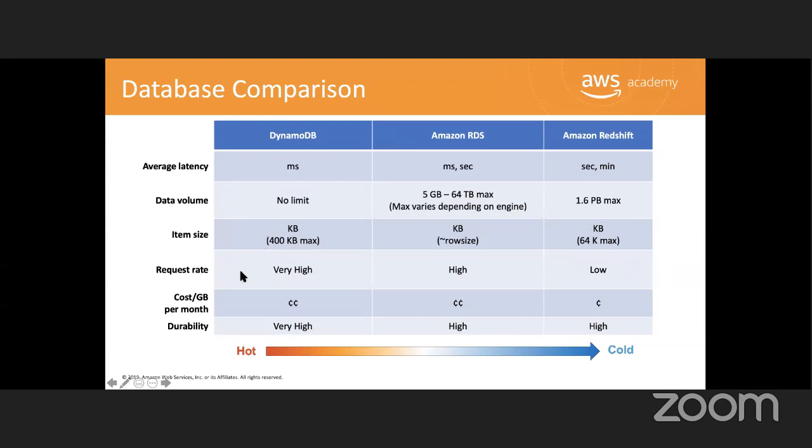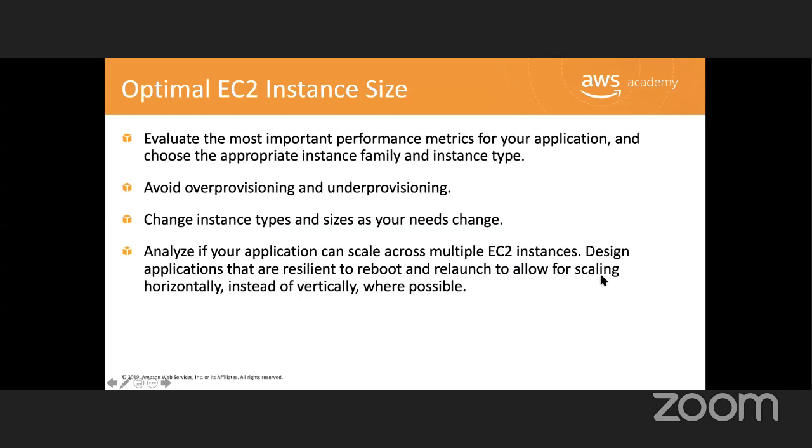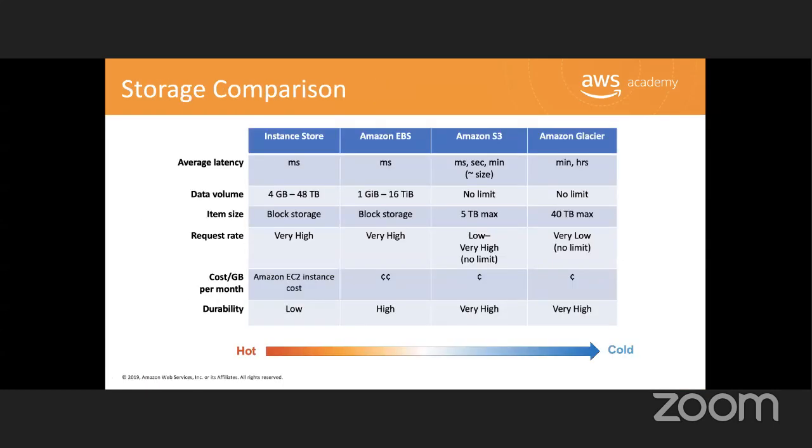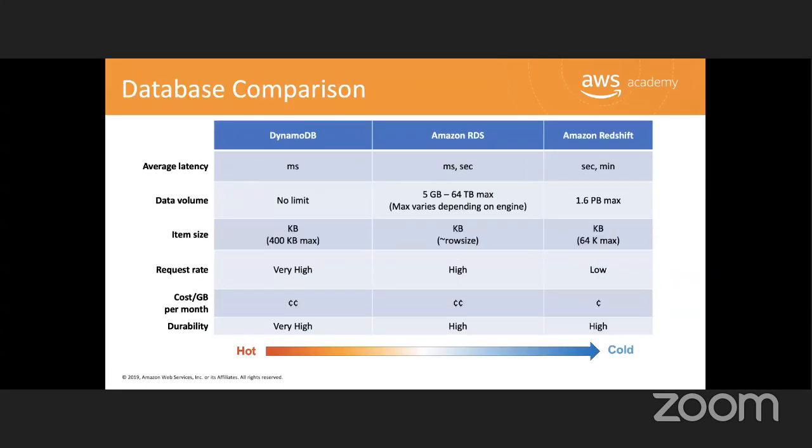The request rate for DynamoDB is very high. It's high for Amazon RDS and it's low for Amazon Redshift. As you can see, Redshift is the cheapest one of the three options. Amazon DynamoDB is expensive. I mean, it's costly, and so is Amazon RDS, depending on whatever you are storing, right?